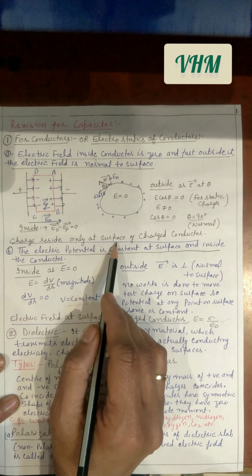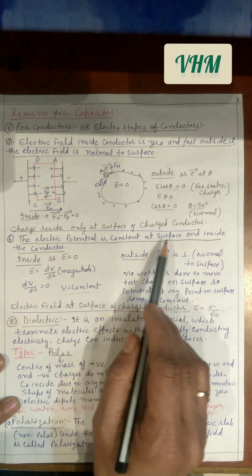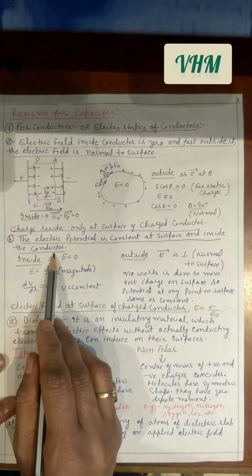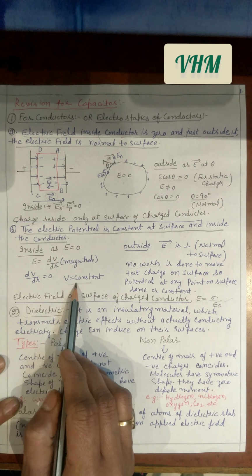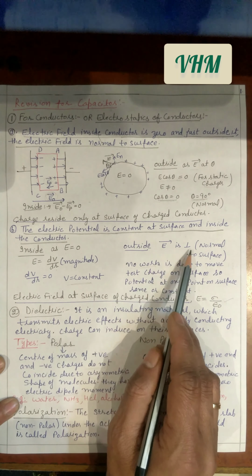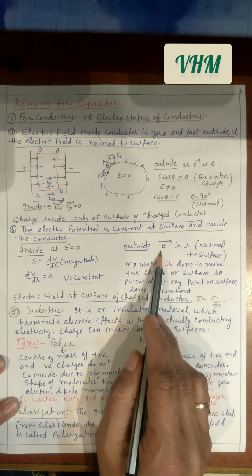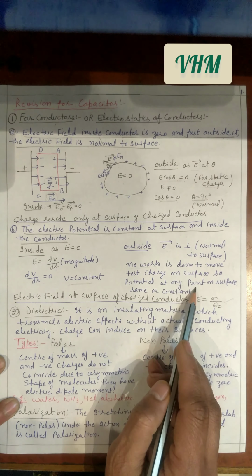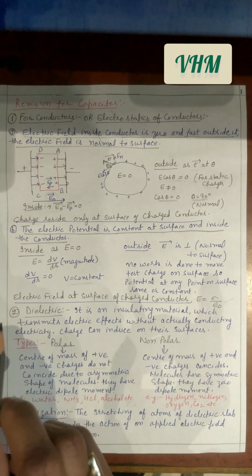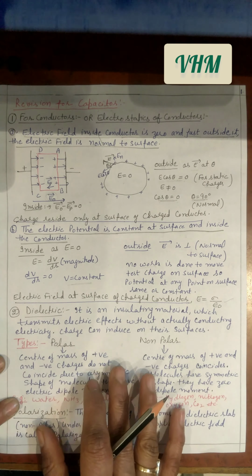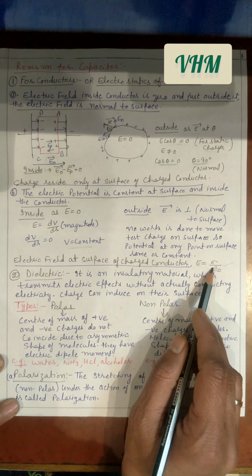Charge resides only on the surface. The electric potential is constant at the surface and inside the conductor. Because inside the electric field is 0, the gradient is 0, so the potential is constant. Outside, the electric field is perpendicular, so no work is done to move a test charge on the surface; that is equipotential. So the potential is constant. Now the electric field is 0, but the potential is constant inside the conductor. The value of the electric field at the surface is sigma per epsilon naught.